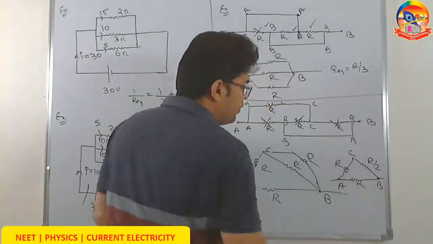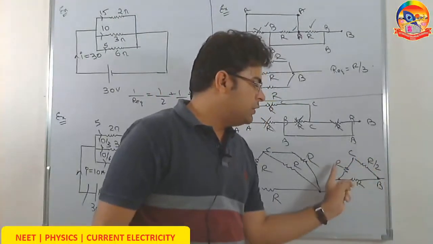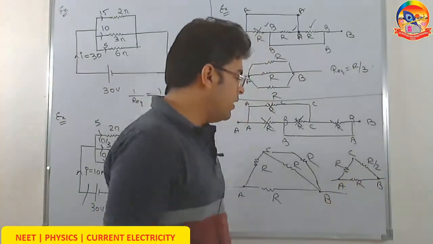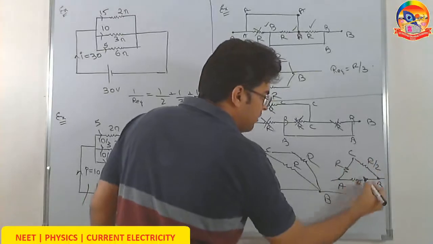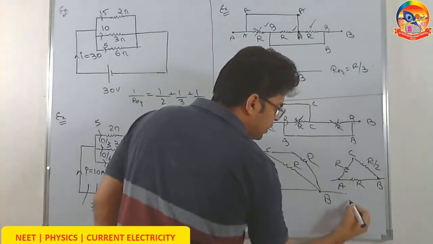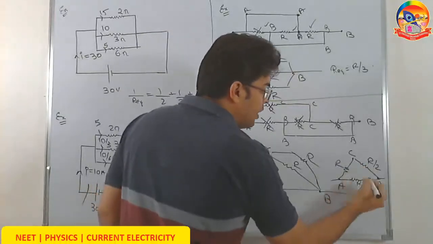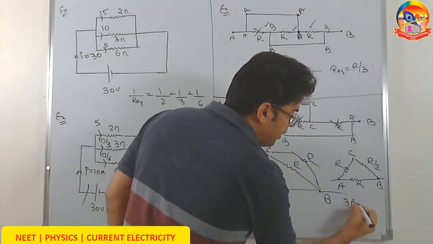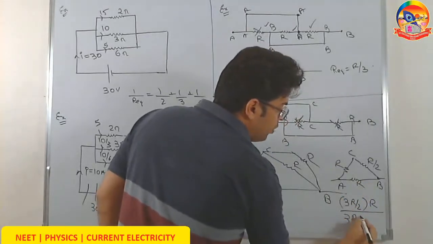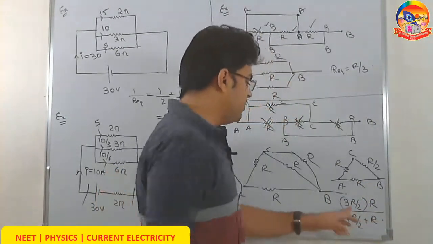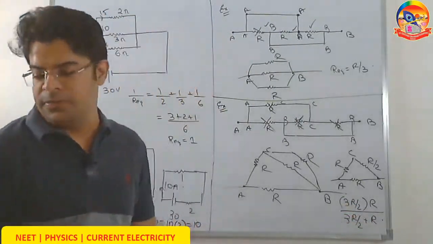So here you get R plus R by 2, 3R by 2, parallel R. So how to find its equivalent? The upper line is 3R by 2, the lower line is R. The equivalent of 2 lines having resistance R1 and R2 in parallel is R1 R2 by R1 plus R2. So you write 3R by 2 into R upon 3R by 2 plus R. So this becomes 3R square by 2 upon 5R by 2, that you can solve further.